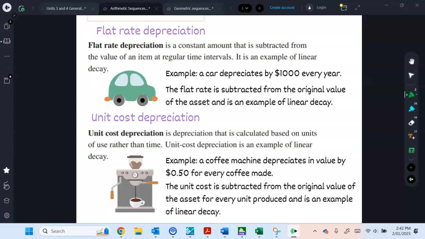You could have a car be an example of flat rate depreciation. So maybe it goes down every year, but it might also go down by how many kilometers you drive.